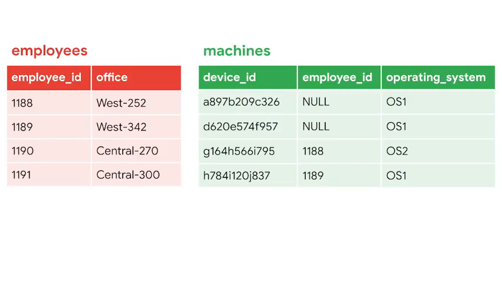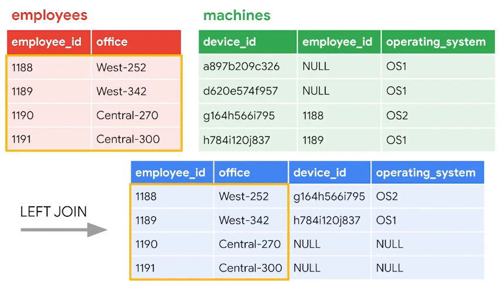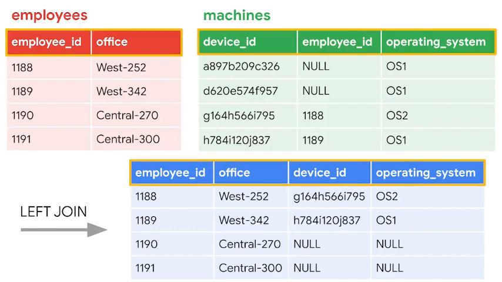Employees is the left table, or the first table, and the machines is the right table, or the second table. Let's join on employee ID. There's a matching value in this column for 2 of 4 records. When we execute the join, SQL returns these rows with the matching value, all other rows from the left table, and all columns from both tables.